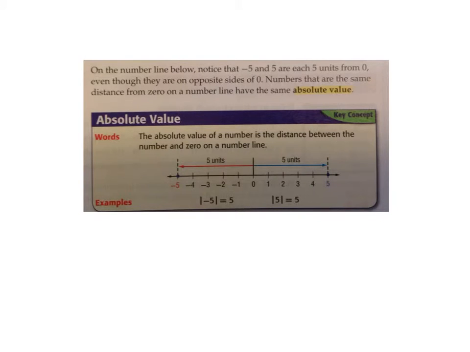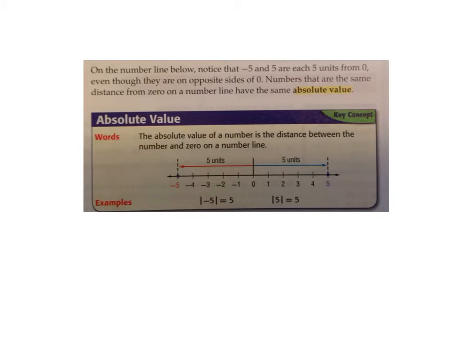For this lesson, we need to know the meaning of the word absolute value. Absolute value is essentially how many units away from 0 a number, or an integer, is. You can see the example here, and these up and down lines mean absolute value. This is saying the absolute value of -5 is 5.